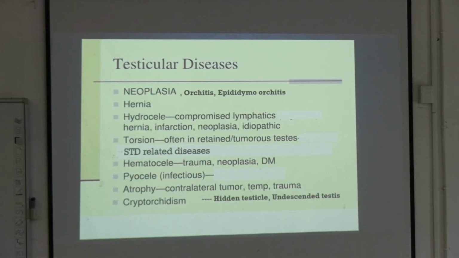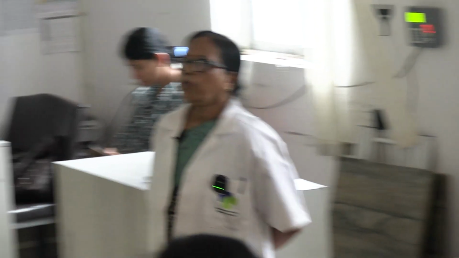Now, diseases of the testis. What are the diseases that can occur? Usually they are benign and neoplastic. The benign ones are orchitis, epididymo-orchitis, maybe hernia, hydrocele, torsion, maybe STD, that is a sexually transmitted disease, pyocele, hematocele, atrophy of the testis, and cryptorchidism, undescended testis. These are some in a nutshell.